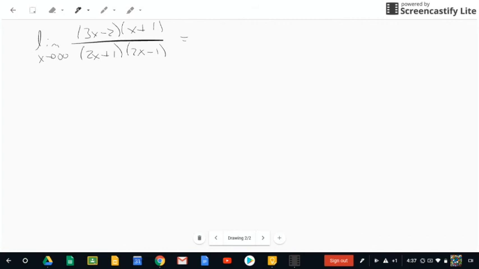I'm going to do this kind of the long way first, then I'm going to show you a shortcut for doing this. So to start off with, we're going to get the limit as x approaches infinity, and I'm going to expand out the numerator here. That's going to be 3x squared, plus 3x minus 2x, so plus x minus 2, all over the denominator. Well, that's a difference of squares there, so 4x squared minus 1.